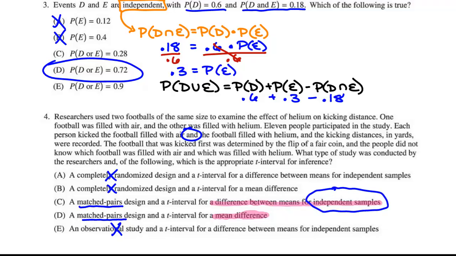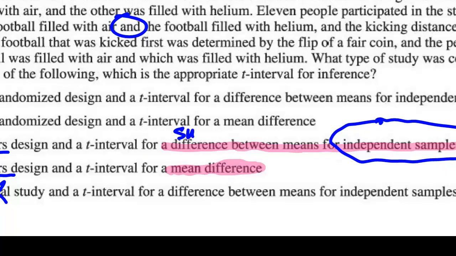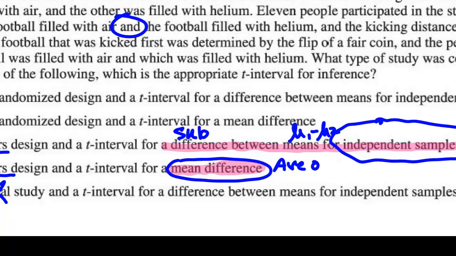This right here, independent samples. Do we have 2 independent groups, one kicking helium, one kicking air? No. The other thing that I'm looking at is the language before that, the difference between means. This means subtract 2 different mu's. So this would be a mu1 minus mu2. The mean difference is the average of the differences.